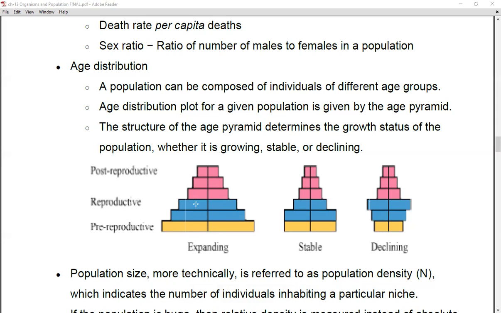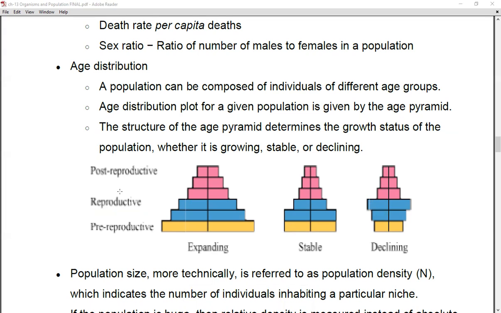Second, the blue color is showing the reproduction phase, where the expanding age pyramid shows an increase in it, right? In the same way, the stable one also shows an increase in state, but while we are talking about the declining age distribution, you can see that there is a decrease observed in the reproduction phase, right?